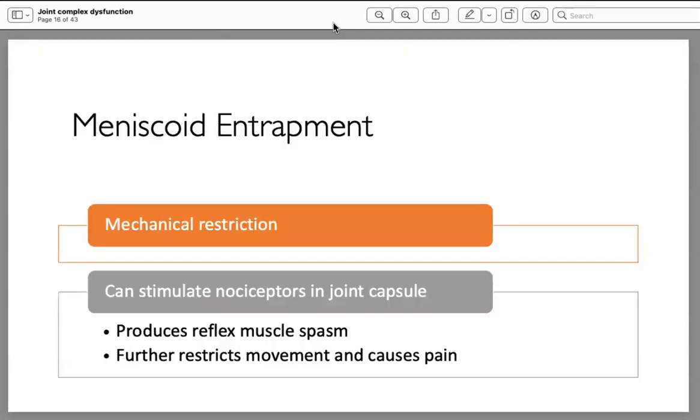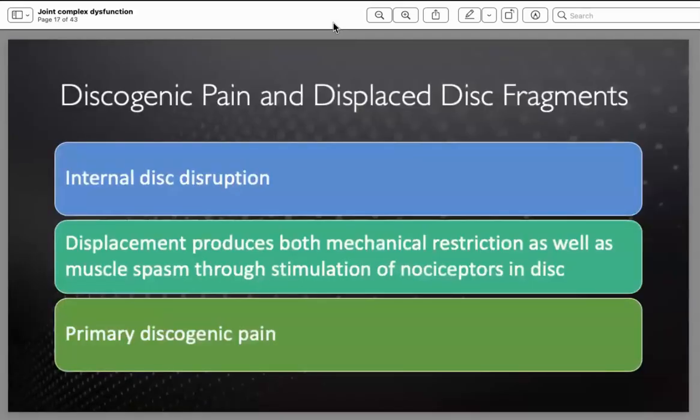When we think about meniscoid entrapment, we're talking about that little baby meniscoid, it's so cute, within your zygapophyseal joint complex. So within your facets, you have your facet capsule, and then there's a tiny little cushion of a meniscoid to help move through motion, right? If we have some sort of meniscoid entrapment within there, we're creating a level of mechanical restriction. This can increase pain and produce reflex muscle spasm because of stimulation of those nociceptors within that joint capsule, which can further progress restrictions in movement and cause additional pain.